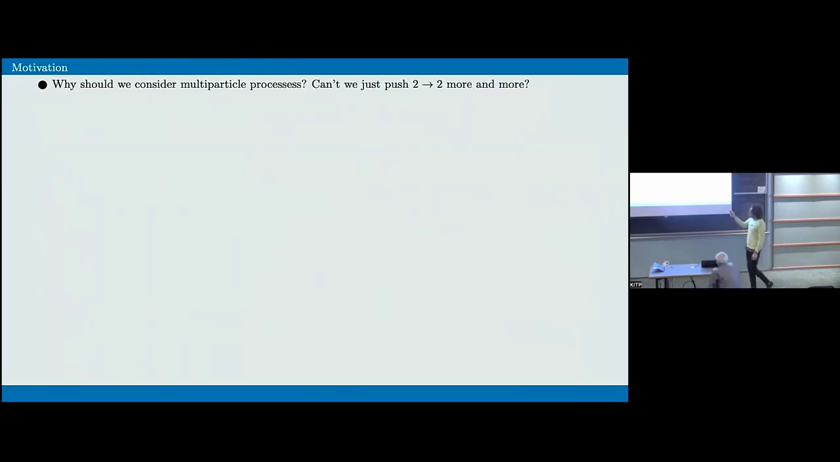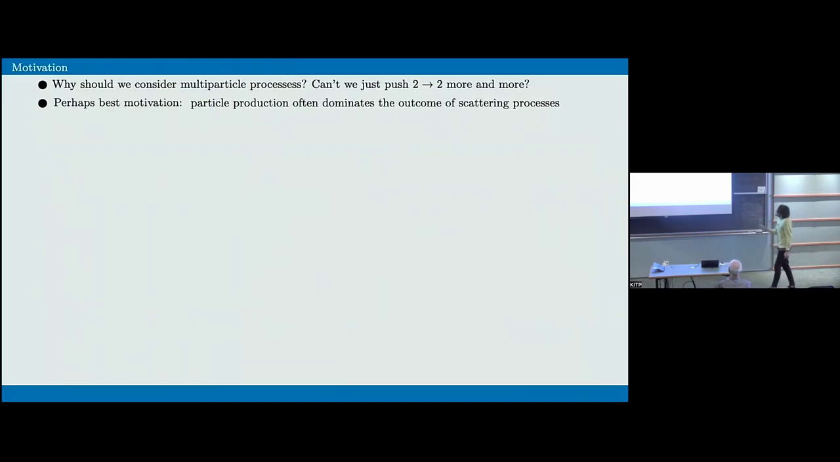Can't we just keep pushing 2-to-2 all the way and learn all that we could hope for in quantum field theory just from that? And perhaps the best motivation I can give you for why we should really consider multiparticle processes is that often particle production is the dominant outcome of scattering processes, and so if you want to capture the dominant physics, you should really consider multiparticle processes.